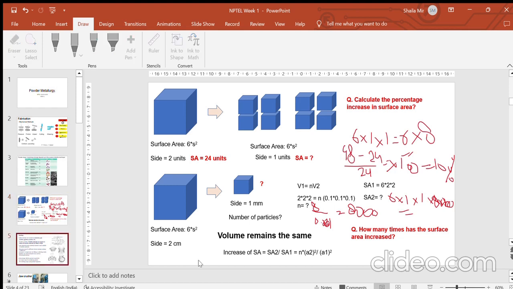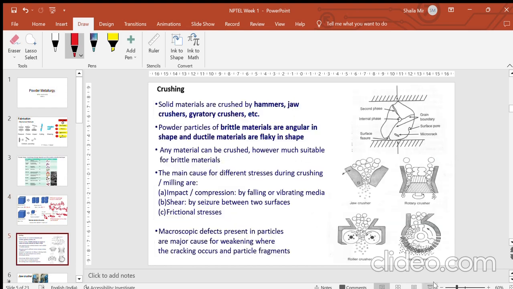Now we'll move to another section, which is the crushing section. You might have covered that there are different types of crushing forces that can be used for milling of the powders. Using these, we have various types of crushers, which are the hammer, jaw crusher, gyratory crushers, or the ball mill, for example.